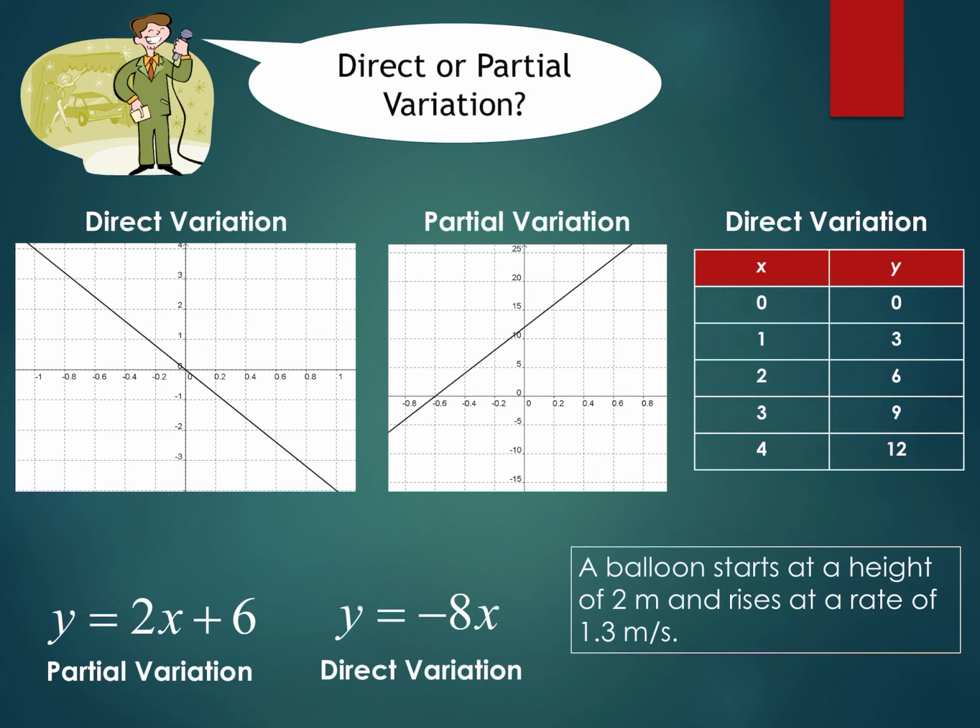And finally, a word problem. A balloon starts at a height of 2. Well, I can stop right there. If it starts at a height of 2 meters, it doesn't start at the origin, and so this is going to be partial variation. The rate doesn't change my thinking at all as far as direct and partial. I just want to know where is it starting. That's what direct and partial is all about.